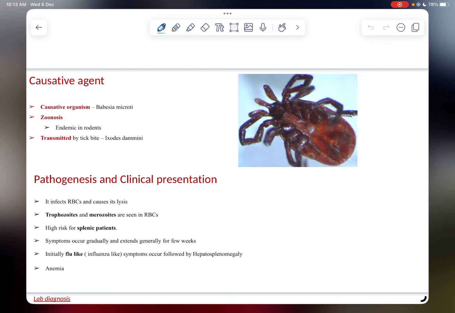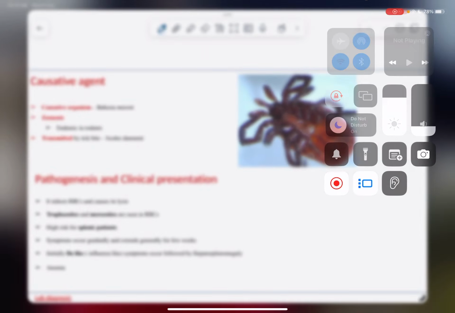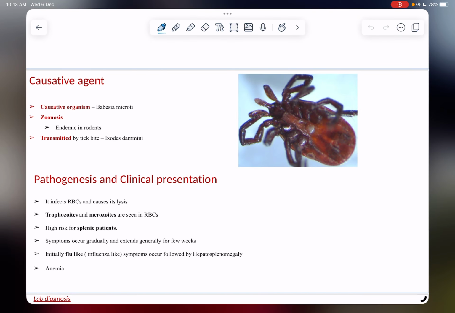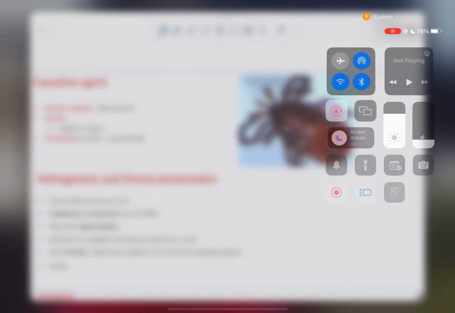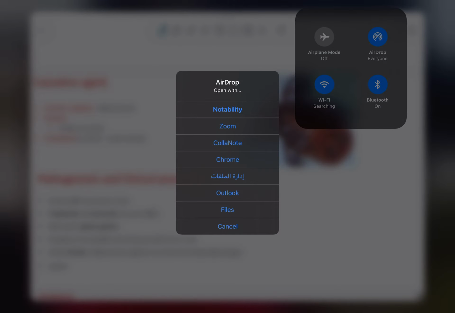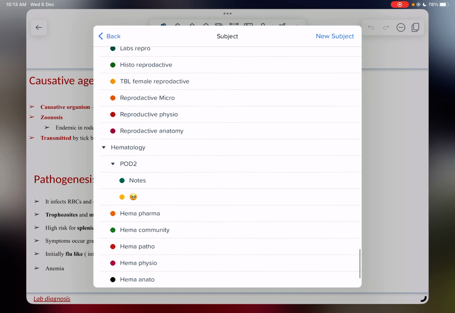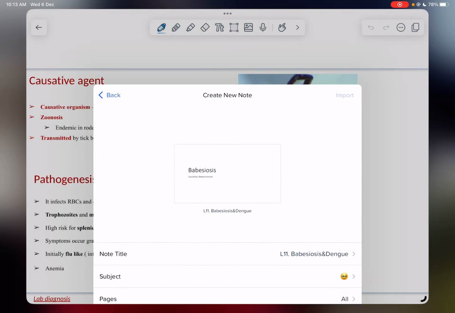It is caused by an organism which is called Babesia microti. This organism is somewhat like the malaria parasite, and it is related to the malaria parasite as far as the life cycle and some sort of shape is concerned. It is quite similar, but the difference is that it is transmitted by the ticks and not by the mosquito. It is transmitted by the Ixodes ticks, and it is endemic in the rodents.